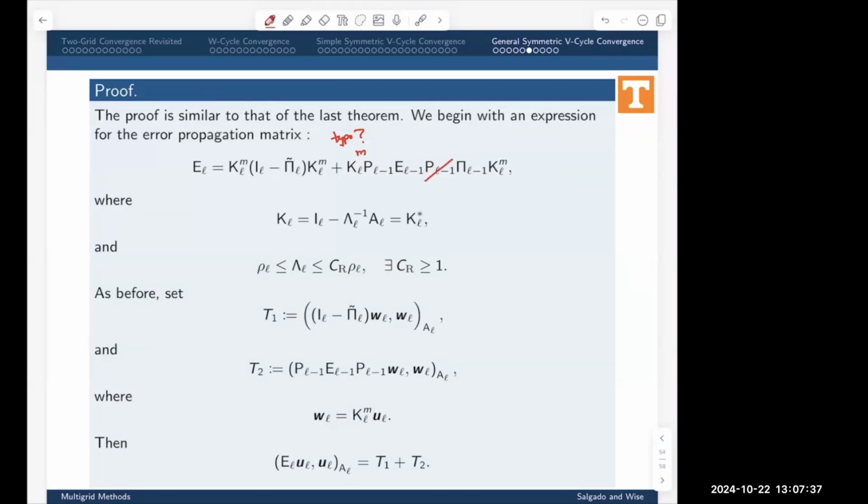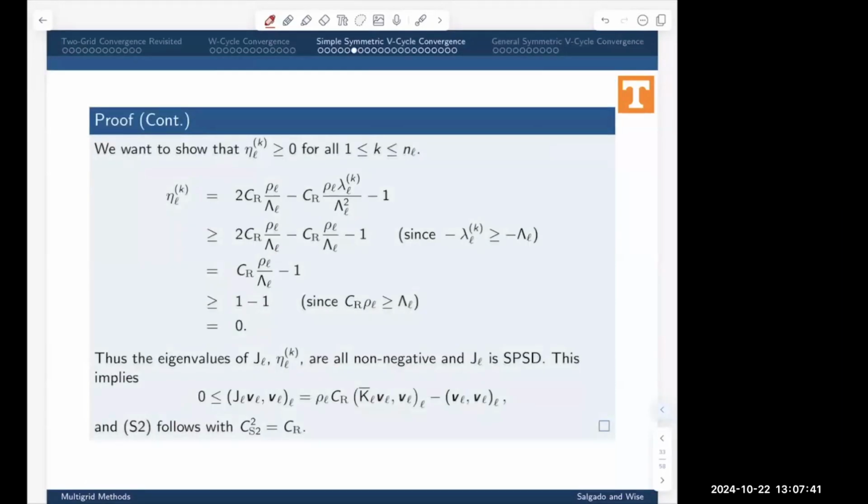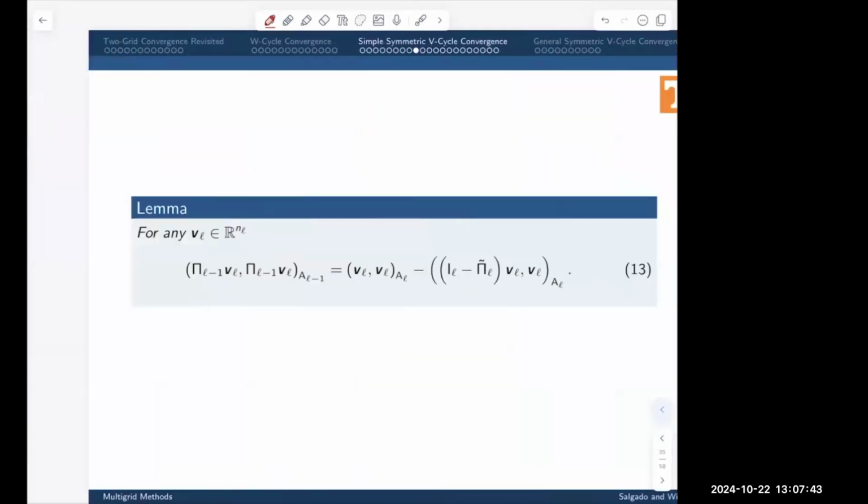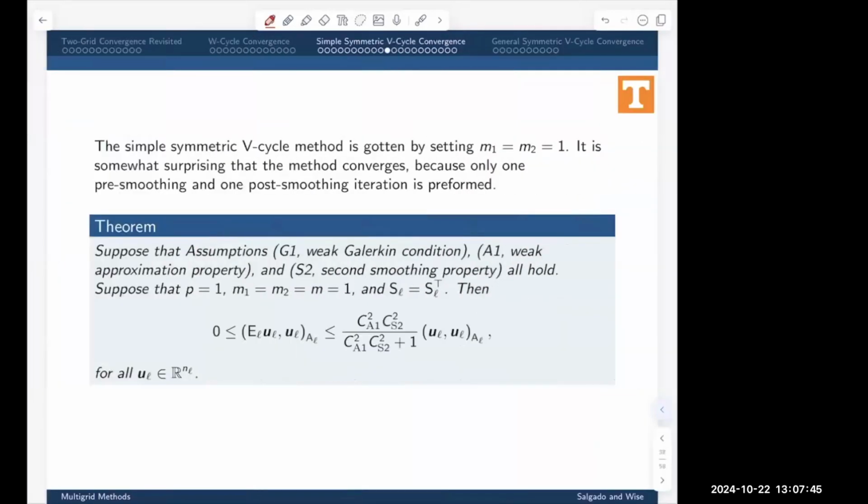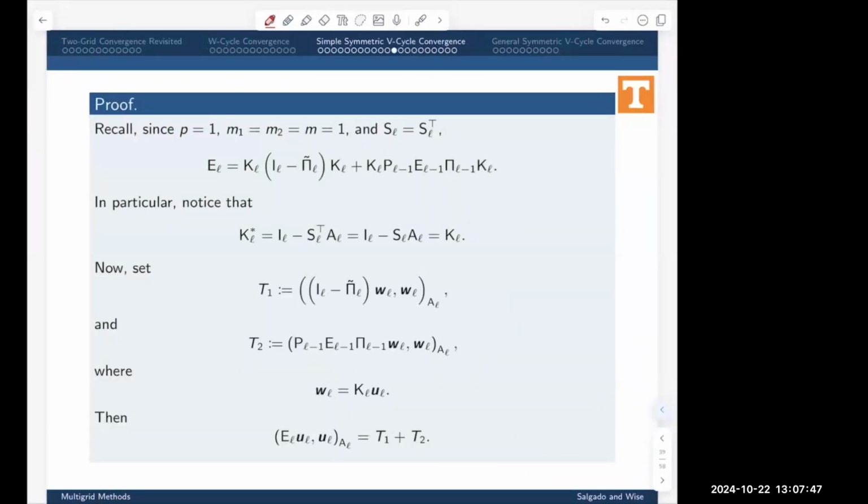Okay, let's go back and look at the one for the simple symmetric V-cycle. And if we can't resolve it there, then we can go even further back. So yeah, it looks like an error. It shouldn't be there, right? This one is correct, and that one shouldn't be there. Is that what you're saying? I think that's right. Yes. All right.